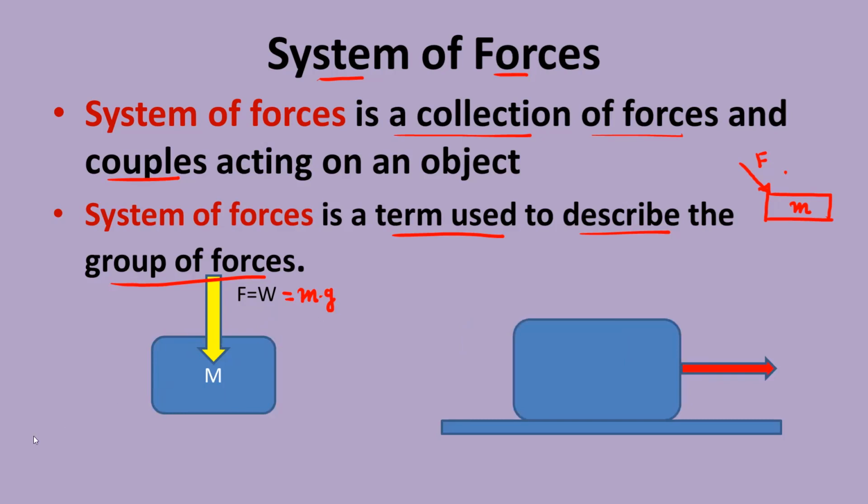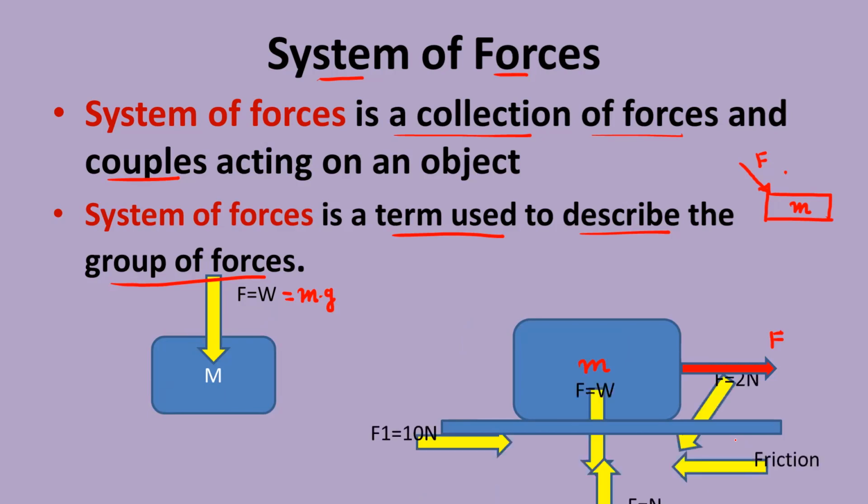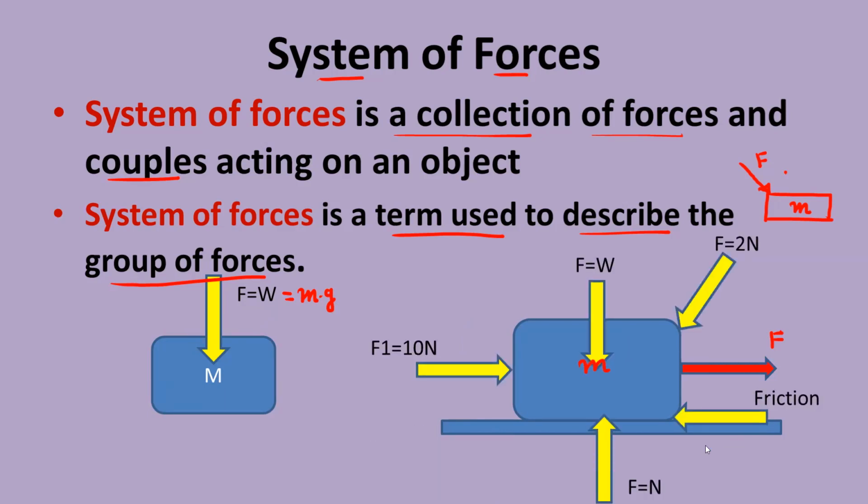Now, if you apply a force on that mass, and if you try to move that object on this horizontal surface, here you can observe the system of forces. This first force is the external force we are applying to pull the object to the right side. So we expect the object should move in this direction.